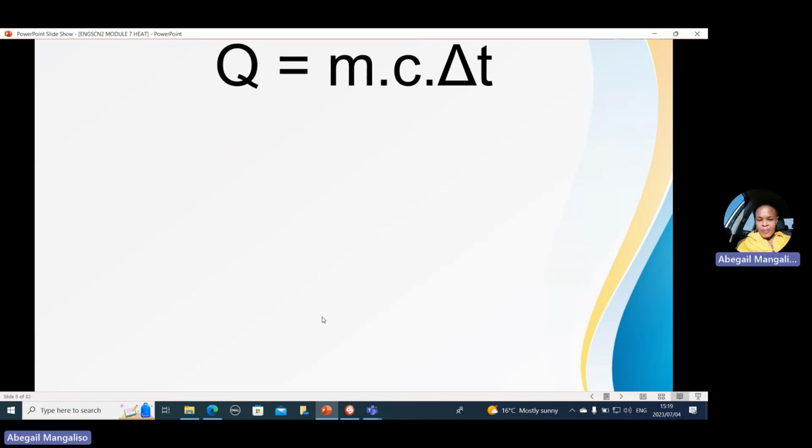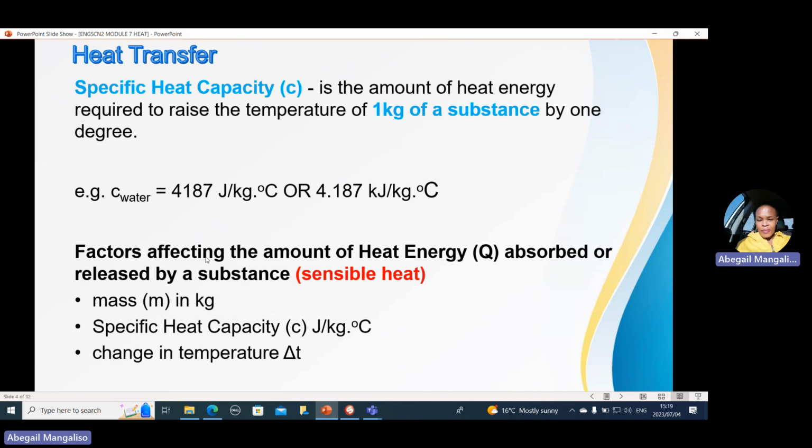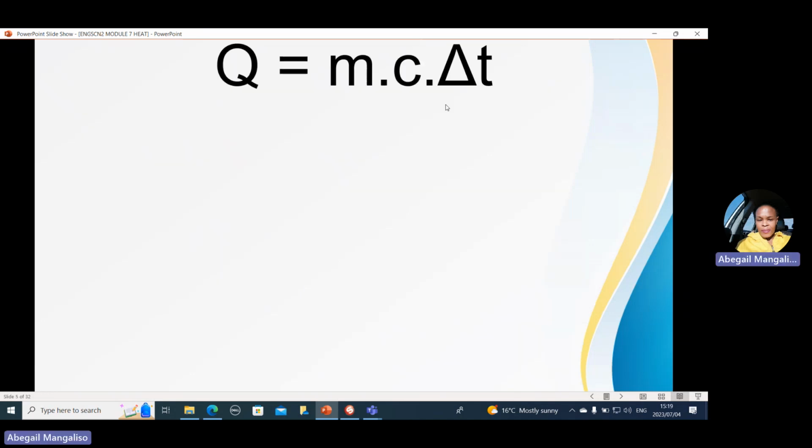Now, these three factors, as we can see, affect heat, which is Q. Heat is directly proportional to these three factors. If you increase or decrease the mass, it affects Q. If you change the capacity, you affect Q. If you decrease or increase the temperature, it also affects Q. So they give us a formula to calculate heat loss or heat gain by a substance: Q equal to MC delta T. It will be provided in exams.